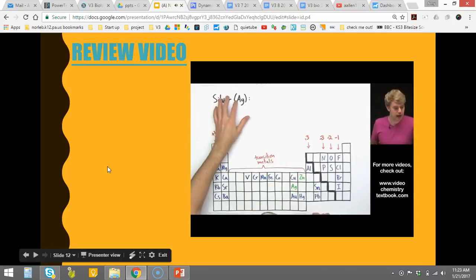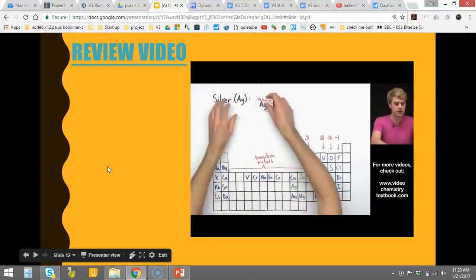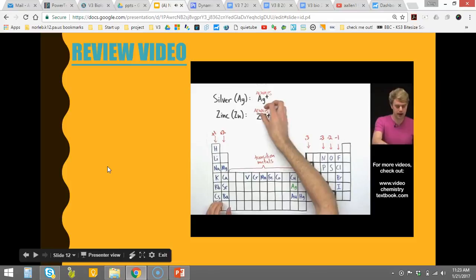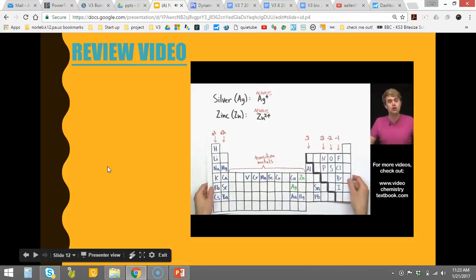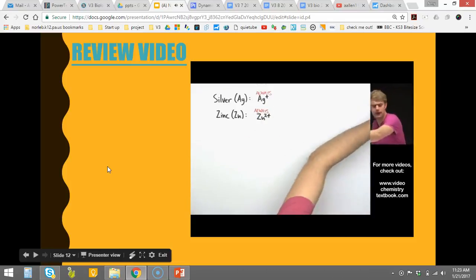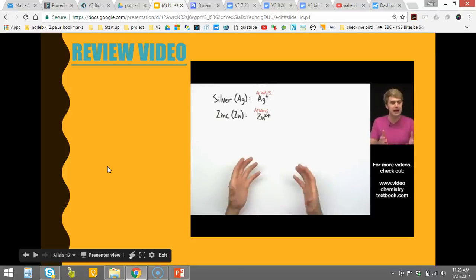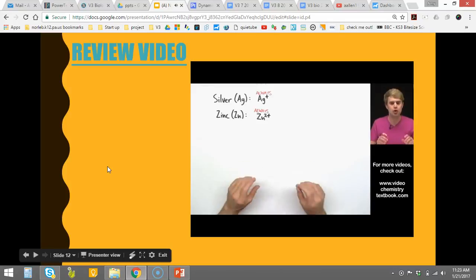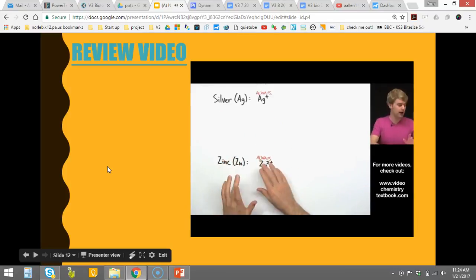So silver, Ag, always makes Ag 1+. It's always 1+ and only 1+. Zinc, Zn, always makes an ion that is Zn 2+. Now, that means that when we name compounds that contain silver or zinc, we don't have to use Roman numerals because we're only talking about 1 type of ion.